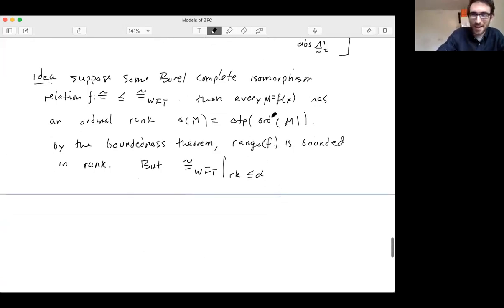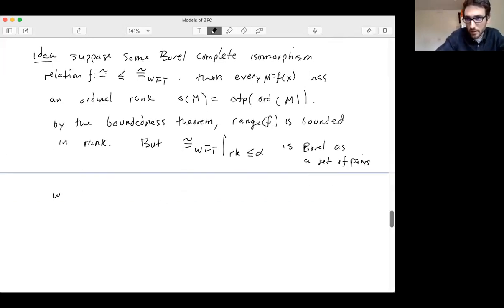Thank you, Heather. So this is Borel as a set of pairs. Friedman and Stanley showed that, while isomorphism, this Borel complete thing, is actually non-Borel as a set of pairs.